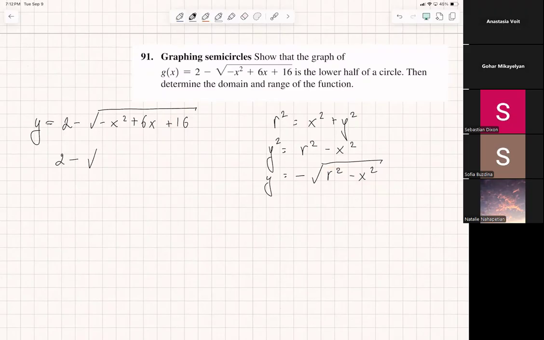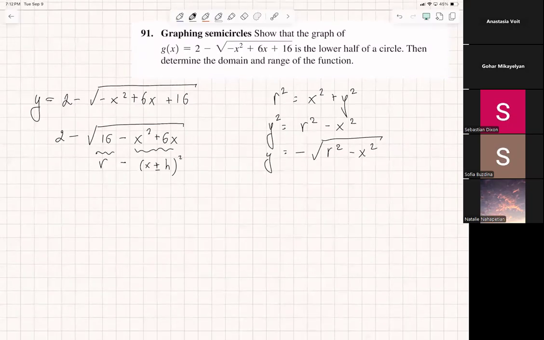2 minus, so let me move this one to the front first. So I have 16 minus x squared plus 6x, right? So this way it's kind of easier to see maybe that this should be a part of my r, and this should be some x plus or minus some shift, squared. I forgot, it's probably h or k, one of those. So I want to bring it to this form, right?